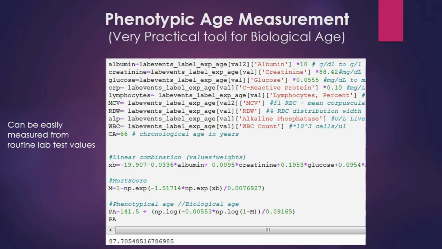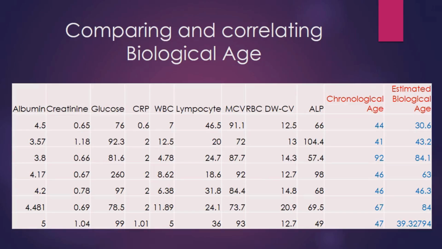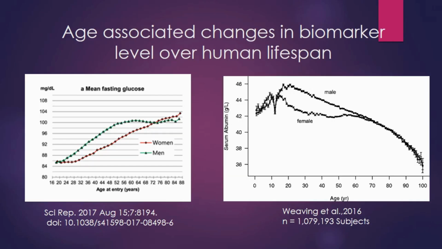Phenotypic age, a very practical tool for measuring biological age. A simple mathematical formula and computer code is sufficient to calculate phenotypic age and 10-year mortality risk directly from routine lab results. Comparing and correlating biological age. The slide presents a data table that compares estimated biological age against chronological age and shows how specific lab markers influence biological age in different individuals.